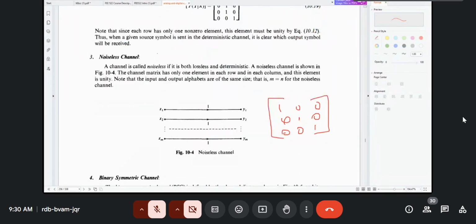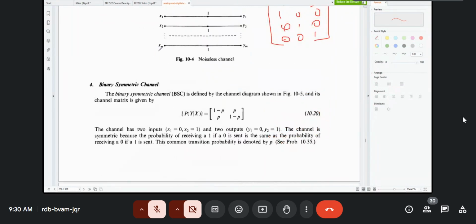I think in the next class we are going to look at the characteristics of each of these channels in more detail. I'll not include them in the notes, but I think I'll include that.